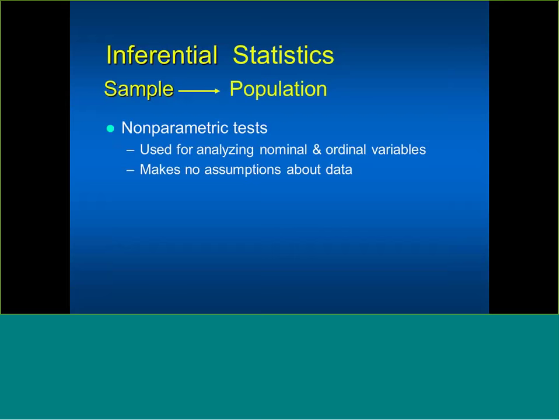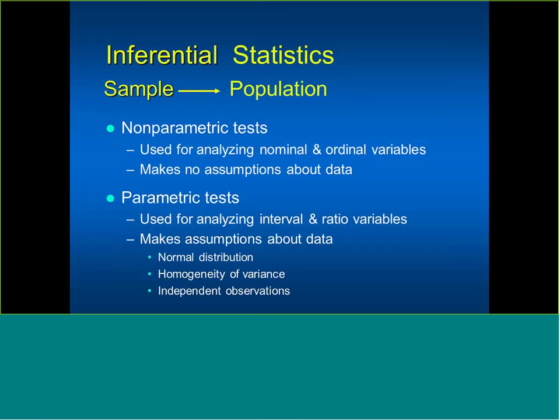Non-parametric tests are used for nominal and ordinal variables, so that's why I spent some time on that. And it makes no assumptions about the data. So those are easier tests to run. For parametric tests, you have to have interval or ratio data, and it does make assumptions about the data. And they're the same assumptions throughout all the tests.